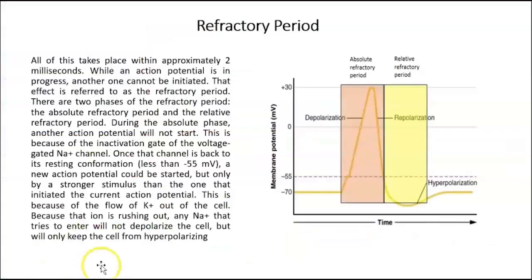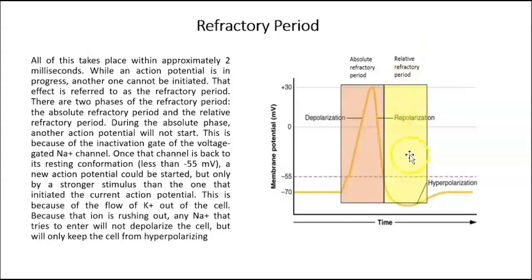Refractory period. Right here you have the action potential again: depolarization, repolarization. Absolute refractory period. It's called absolute refractory period because you have one stimulus right here and another stimulus cannot happen at the same time. There's something else called relative refractory period. Okay, relative refractory period refers to this part.